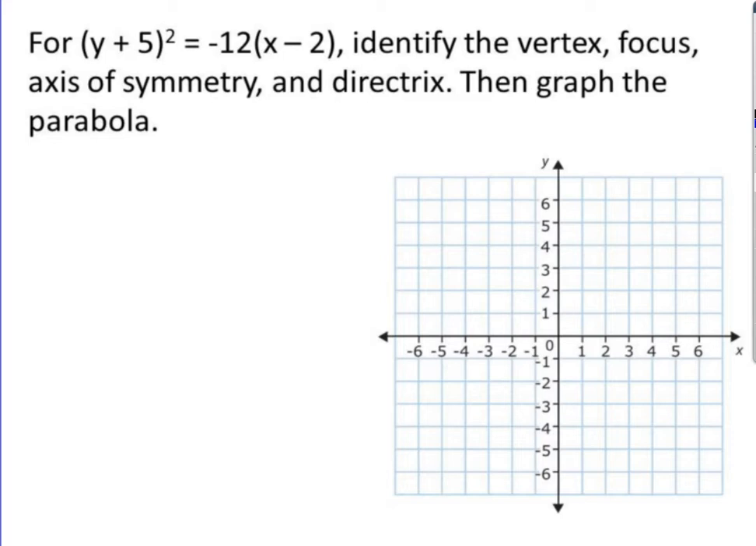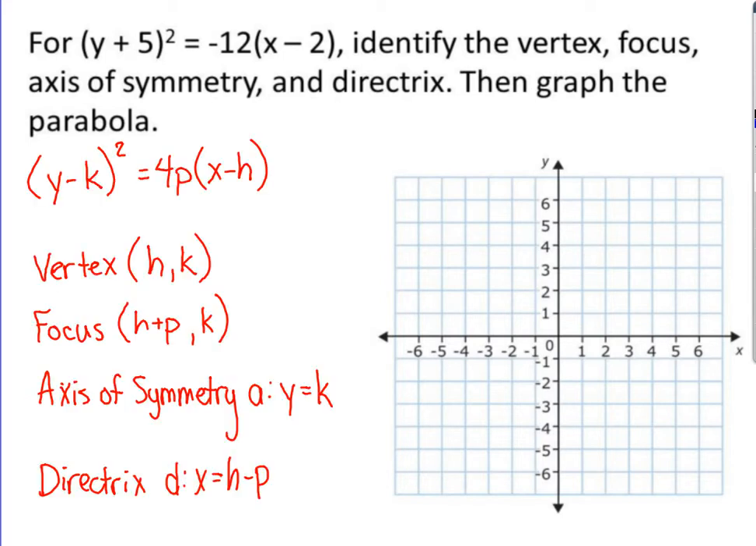Now right now when we graph parabolas, I just want you to find the general shape. We're not actually going to be finding any other points besides the vertex. We just want to see which direction it's opening. So because this equation has the y part squared, we know the general form is y minus k squared is equal to 4 times p times x minus h.